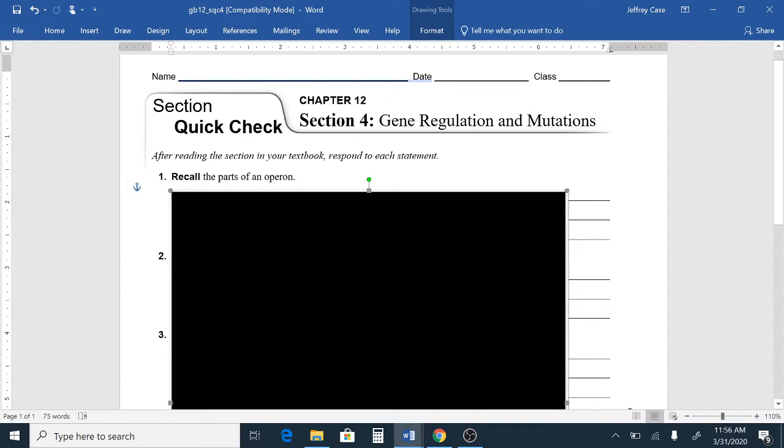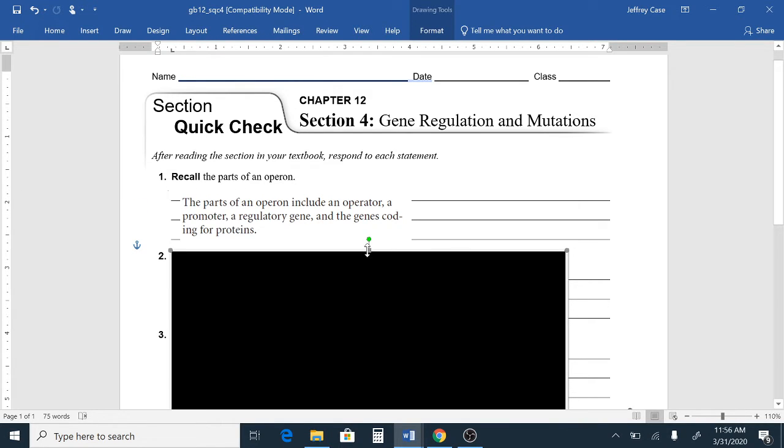Chapter 12, Section 4, Active Reading Review. Number 1, recall the parts of an operon. The parts of an operon include an operator, a promoter, a regulatory gene, and the genes coding for proteins.